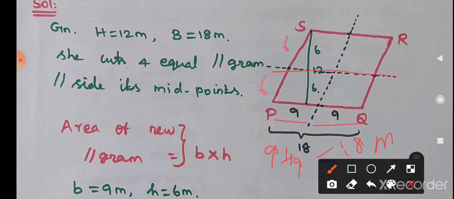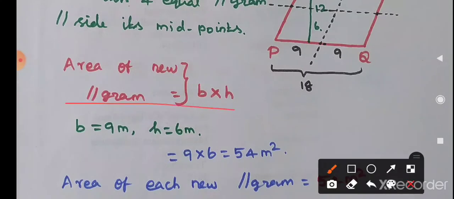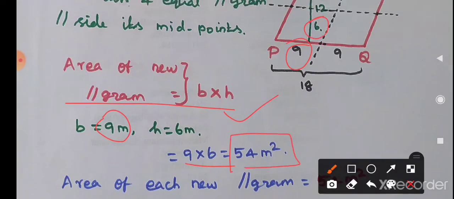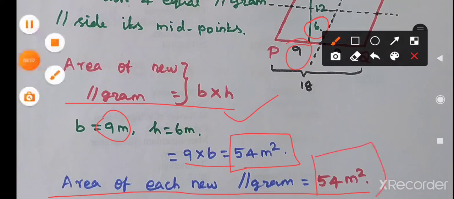Area of a new parallelogram. The parallelogram formula is base into height. B is nothing but 9, then H is nothing but 6. So 9 into 6 is equal to 54 meter square. Area of each new parallelogram is 54 meter square.